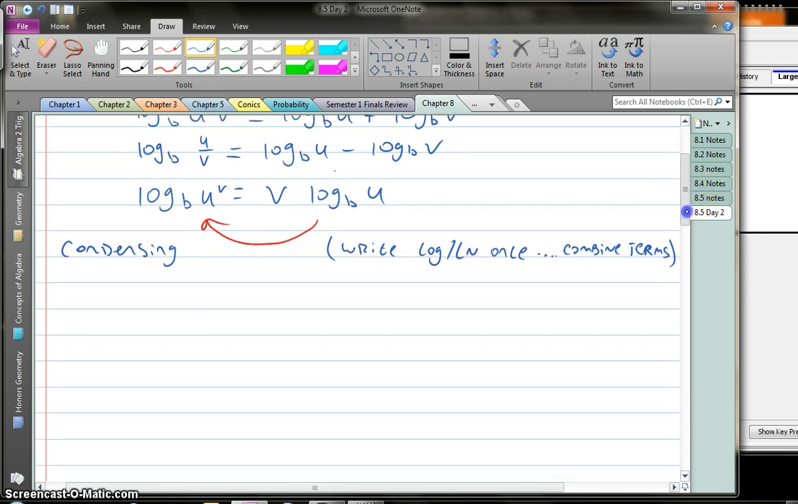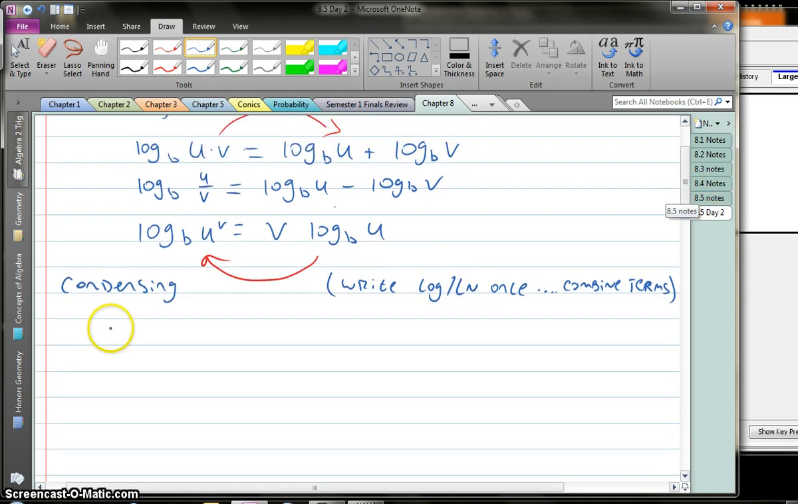So, let's take a look at this. Number one, I have log base, I keep forgetting my G. Log base 5 of 7 minus log base 5 of x. Alright, so we have subtraction, so we know that's division. So I have log base 5 of 7 over x. Alright, so we're just going the opposite direction today.